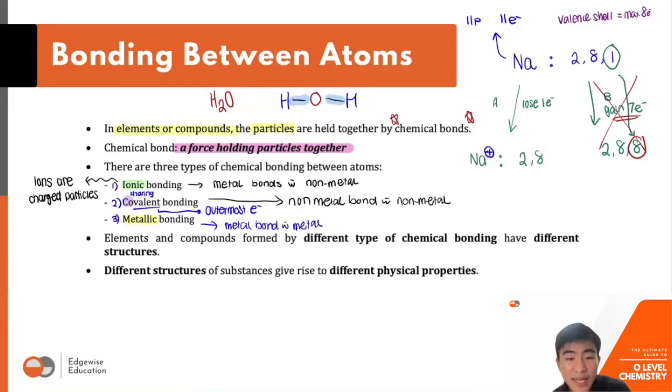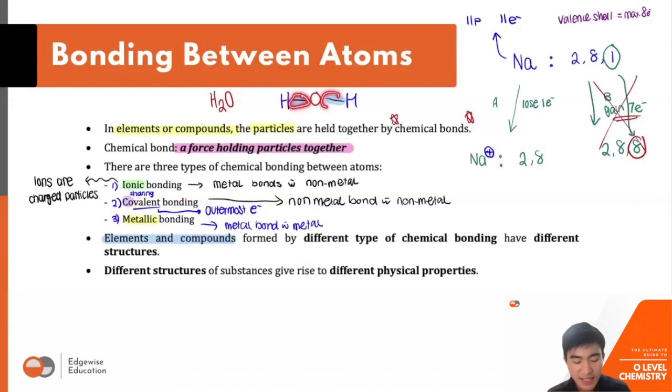When we look at these three types of bonding, every type of bonding will have what? It will have physical properties, a structure, and a bonding explanation. We are going to go into each of them later. What is most important for you to know is that elements and compounds formed by ionic bonding, covalent bonding, and metallic bonding are very different from each other.